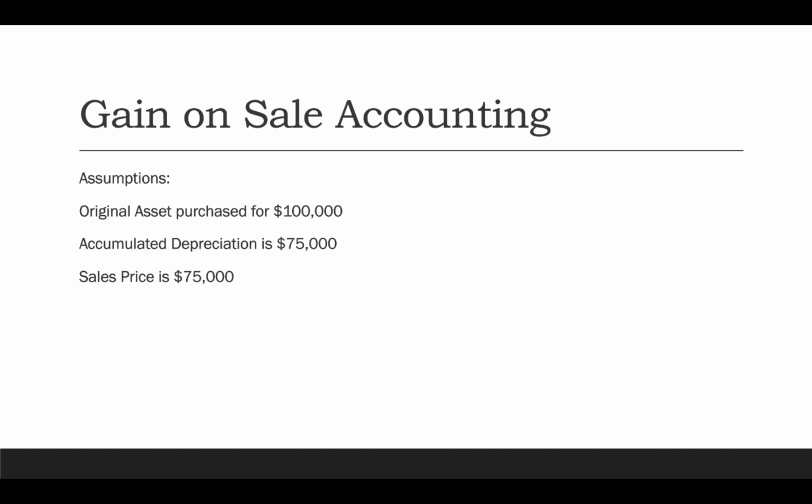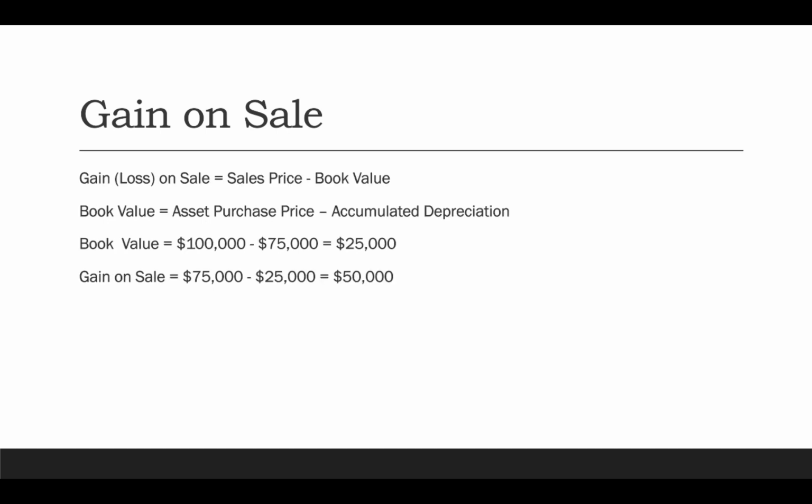Did we have a gain on sale? Did we have a loss on sale? Right? What's the book value of our equipment? So the gain on the sale formula is going to be the sales price minus the book value. Right? If the sales price is bigger than the book value, we have a gain, which we did in this case. The book value, remember, is just going to be the asset purchase price minus its accumulated depreciation.